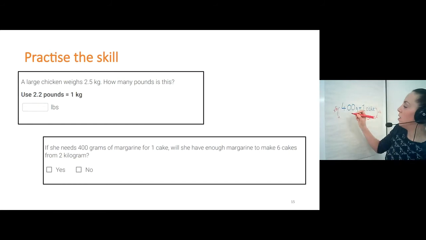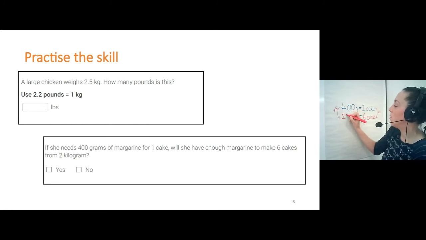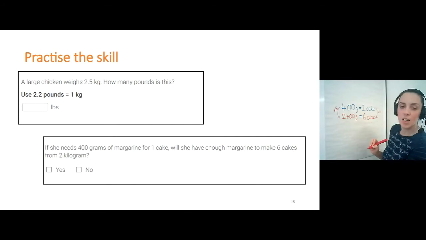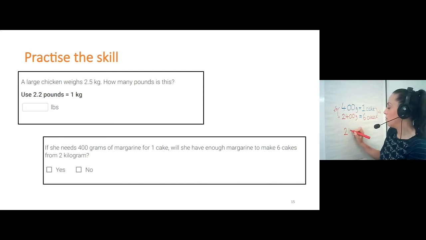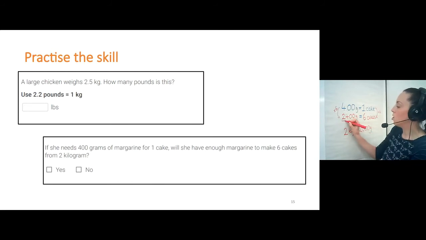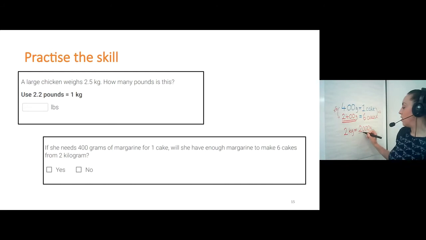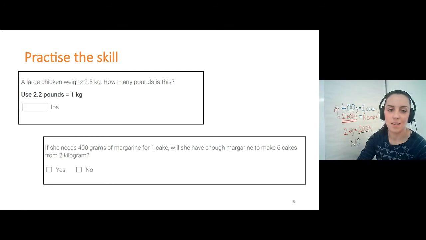Are we following? So 6 times 400 will give you 2,400 grams. She has 2 kilograms, which we know is equal to 2,000 grams. She needs 2,400 grams. She has 2,000 grams. So, no, she doesn't have enough.